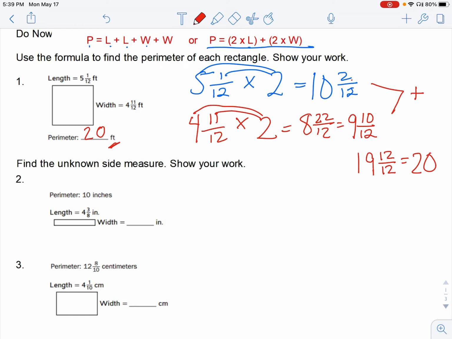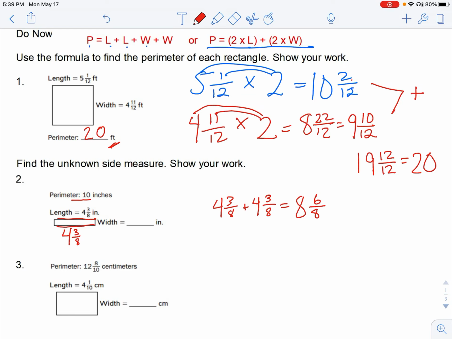Okay, now let's practice with this one. It says find the unknown side measure and show all your work. So this time we're told the perimeter, we're told one side length, and we have to find the width. Well, let me think about this. If I know this side is 4 and 3/8, then I know this side is also 4 and 3/8. Let's see what those combined would give us so far. So if we just added those two sides, we'd have 8 and 6/8.